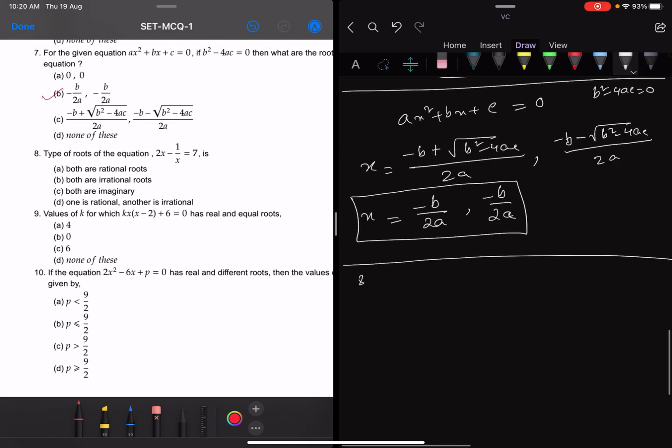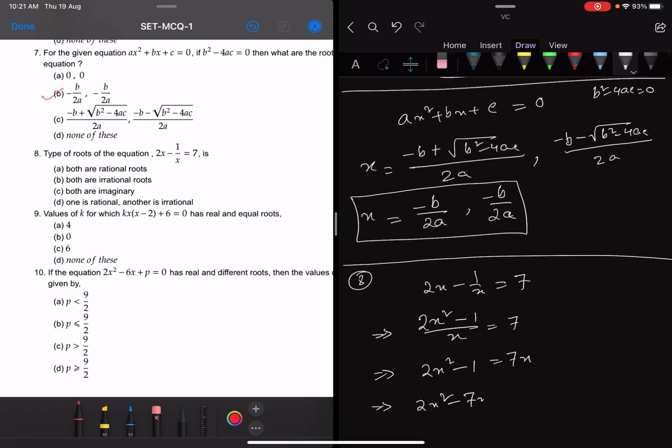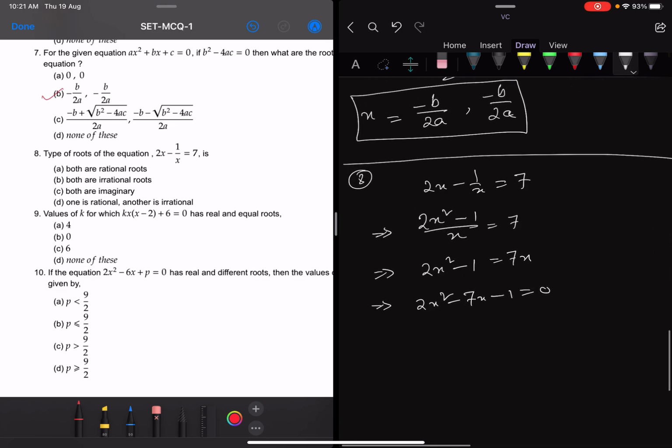For the next question, question 8, the type of roots for the equation 2x minus 1 by x equals 7. Now if we multiply by x and take the LCM, then 2x² minus 1 equals 7x, and then 2x² minus 7x minus 1 equals 0. Now what is the value of x?